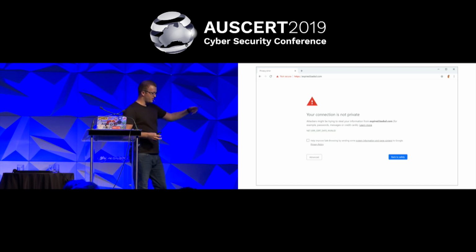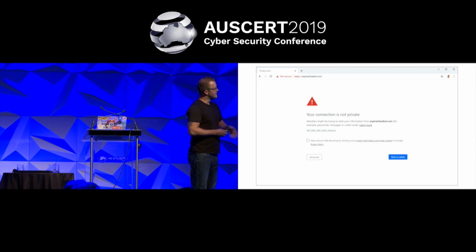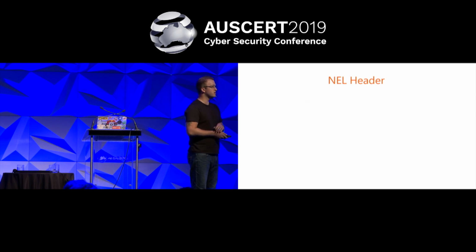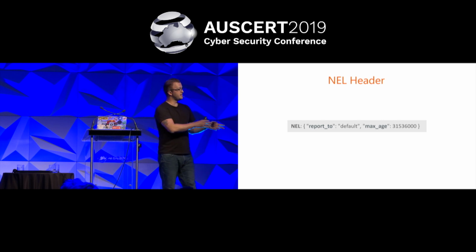Most often it's because the site has forgotten to renew their cert and some bad things have happened. If the browser sees one of these, you want to know about it. Tell the browser that you want the information, and all you have to do is issue another header. So we had the Reporting API header earlier, Report-To. That says where to send the information.